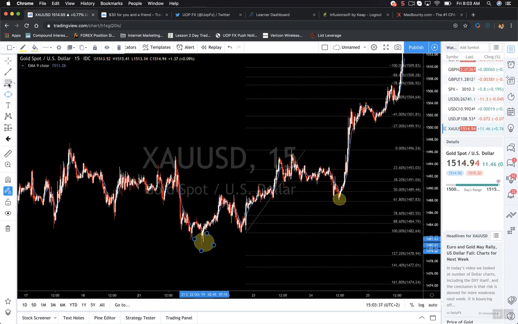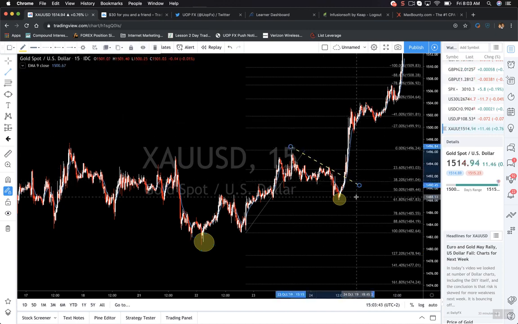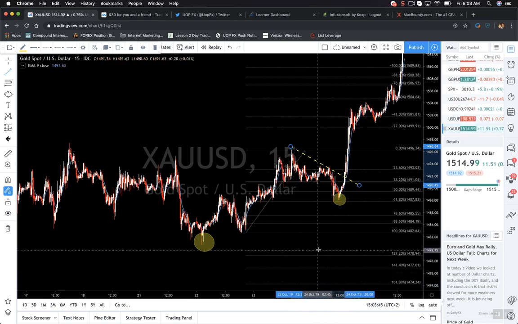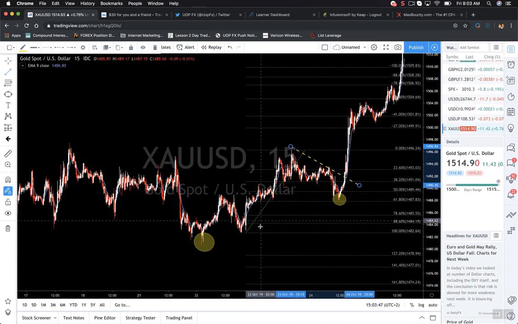So when we say get in on a pullback, the best way to get in on a pullback is, obviously, you can draw your trend line to say, hey, this is a flag pattern, I'm going to wait for the break of the trend line, etc., and use the MACD. That's all good. But also use your Fibonacci tool here, because typically gold is going to do a 618 pullback. It typically does, and those are the ones I like to personally get in on.